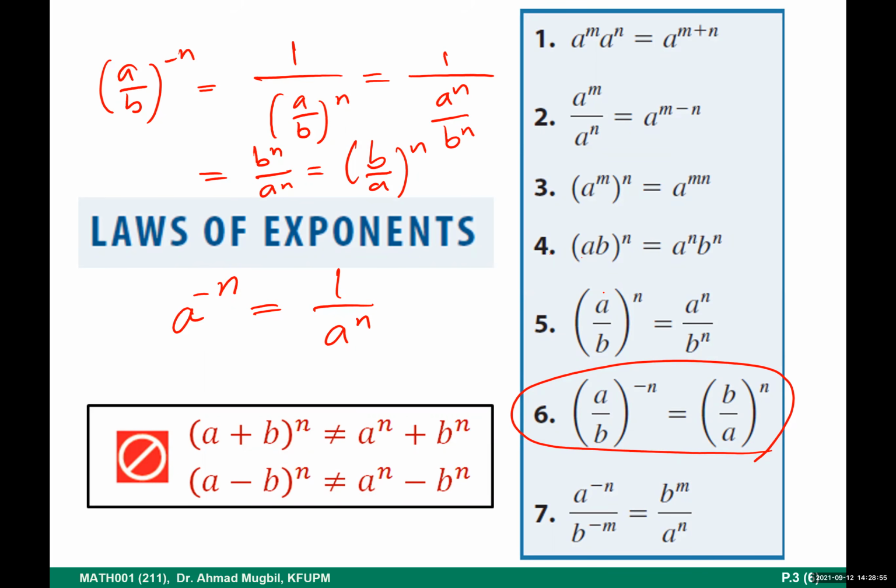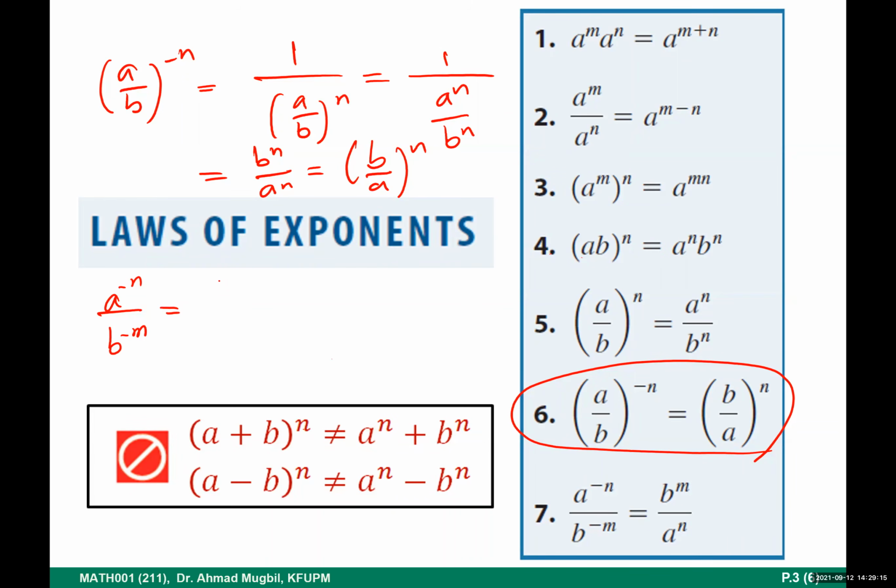law number 6. Law number 7 is the same idea. It is just a direct application for this property. When you have a, how to show it? A to the power negative n over b to the power negative m. Notice that they are not the same base here. Otherwise, it will be easier. Here we have a, here we have b.